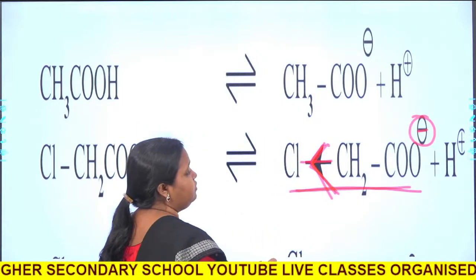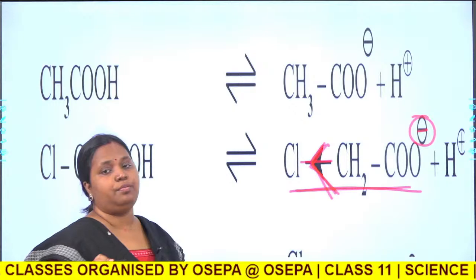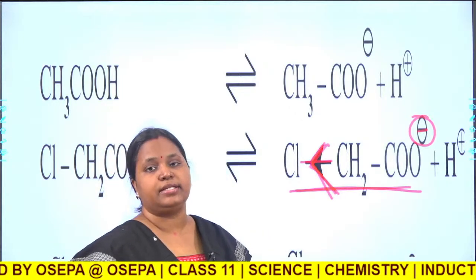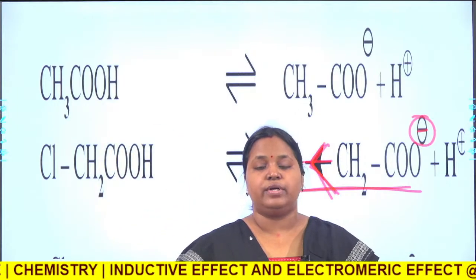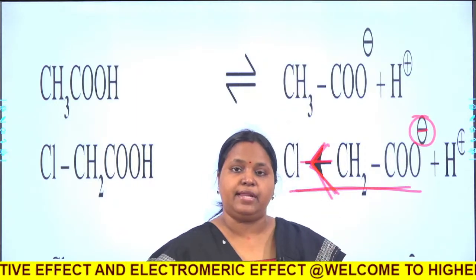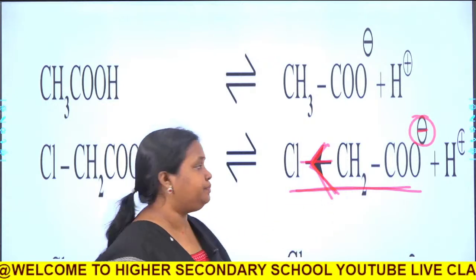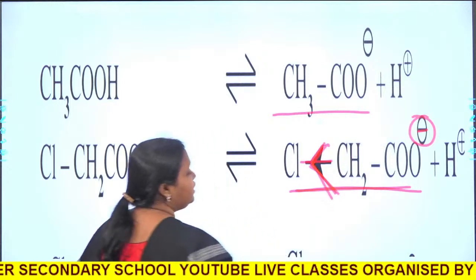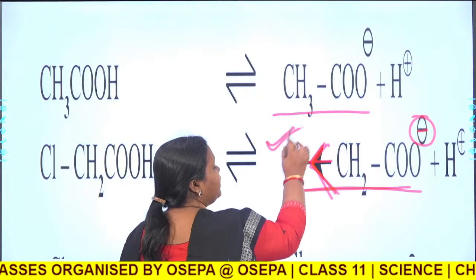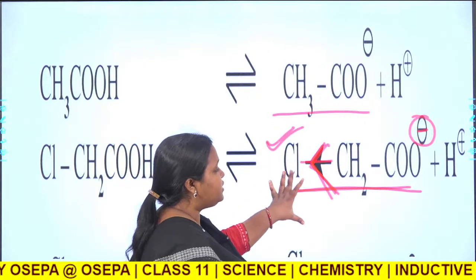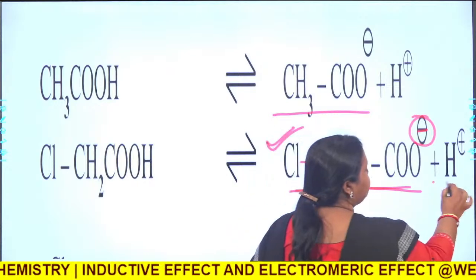So remember that chlorine is an electron withdrawing group. Electron withdrawing group always increases the acidity. It is very important. Very frequently asked in exams and entrances. Electron withdrawing group always increases the acidity because it stabilizes the carboxylate ion, that is, the conjugate base. Acetic acid does not have this. So chloroacetic acid is more acidic because of the stability of the carboxylate ion. Due to the stability, the carboxylate ion will be formed more, hence H plus will also be formed more.